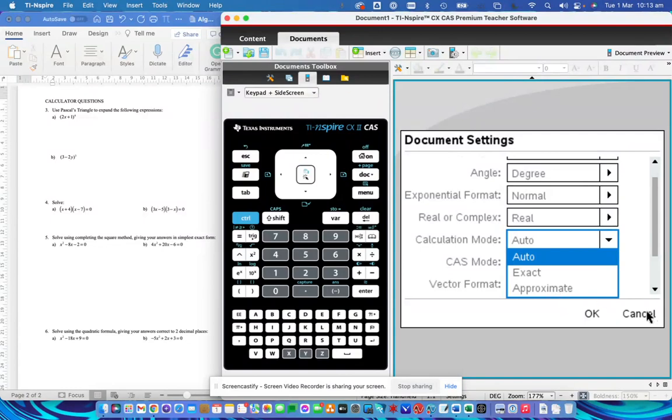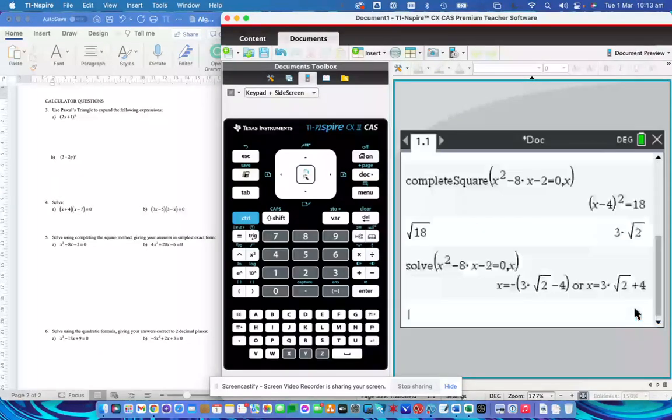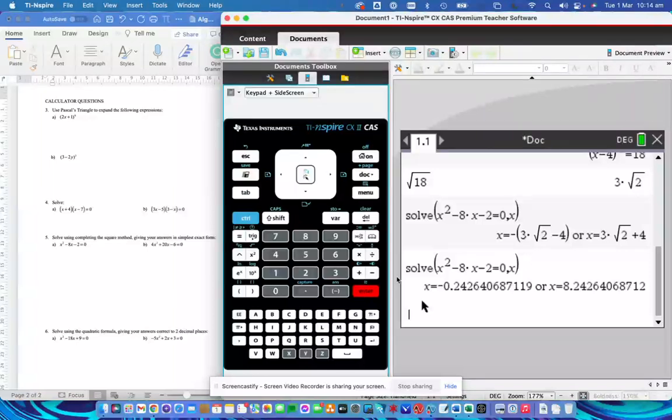I'll show you. Even if you leave it as exact, there is a little button here, which is these little squiggly equal signs, which will approximate an answer anyway. So I think if I do it now, you should be able to see that. There we go. So control enter does the squiggly equal signs, which means approximately equal to, and there's the two approximate decimals, negative 0.242 and 8.242.